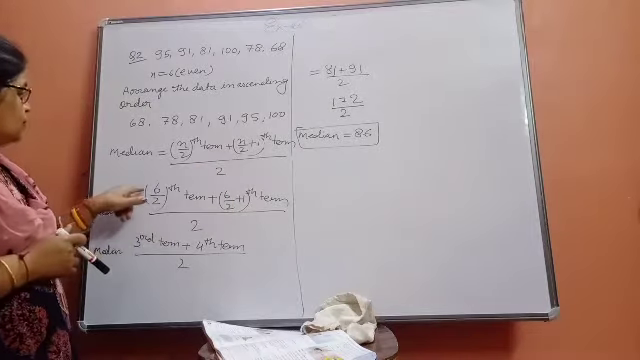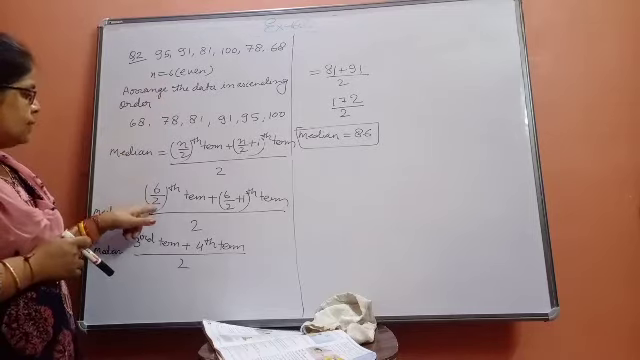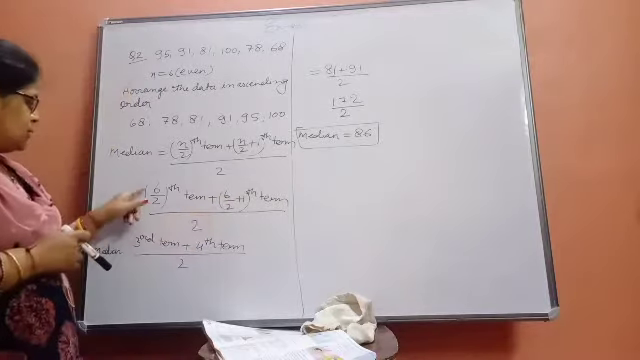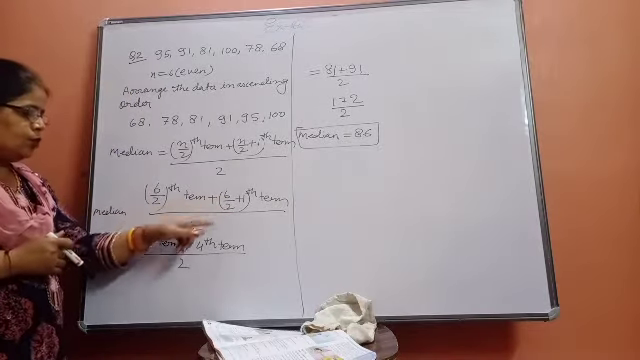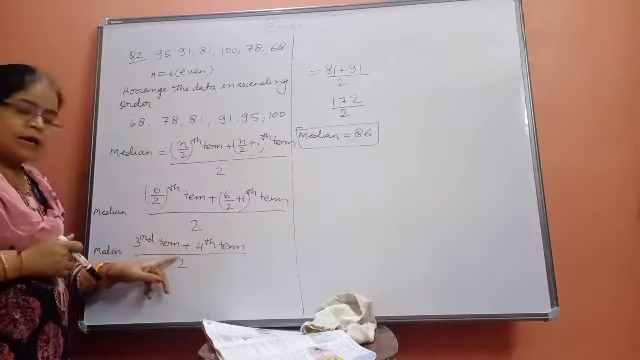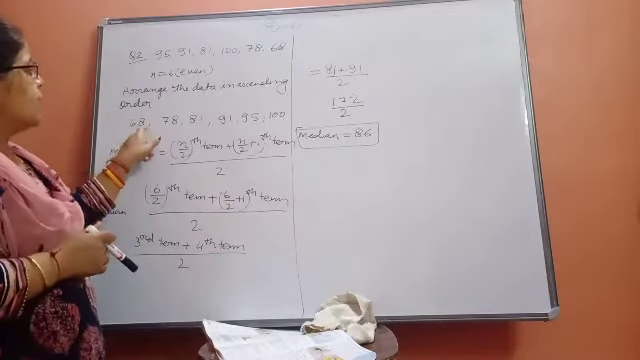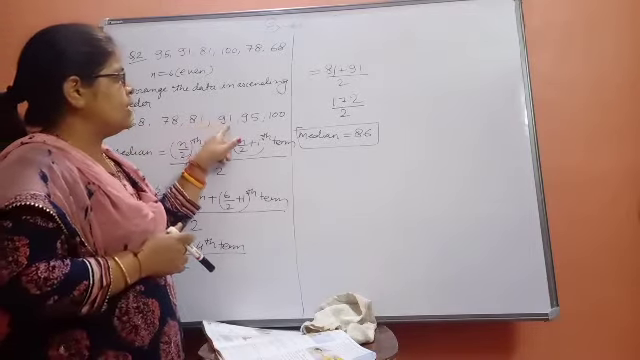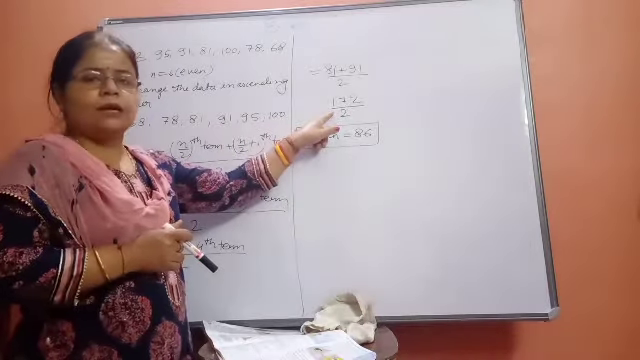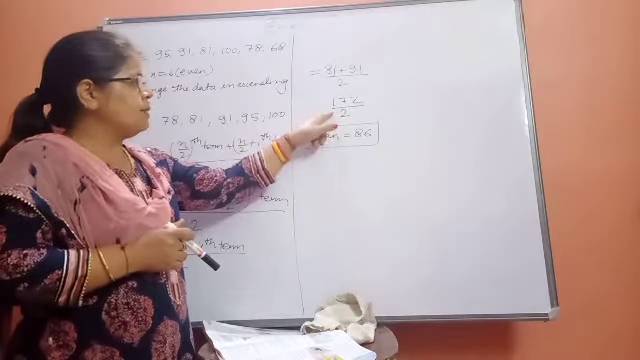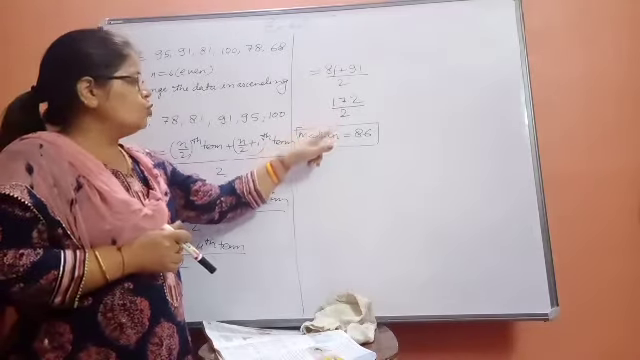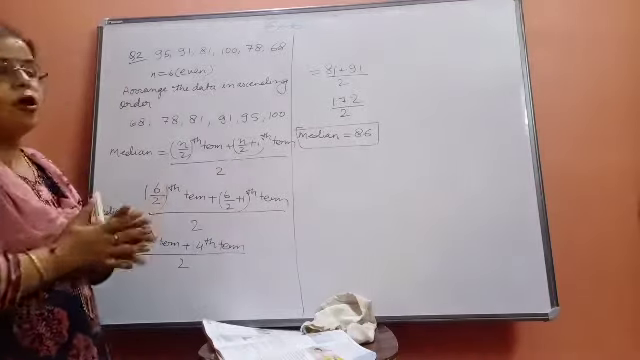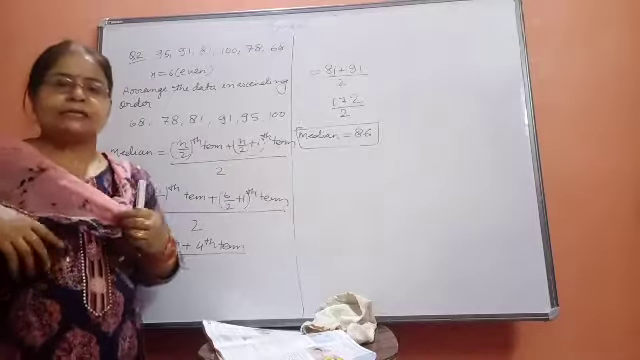This time n is equal to 6, 6 terms are there. So 6 upon 2 term plus 6 upon 2 plus 1 term, divided by 2. 6 upon 2 means 3, and 3 plus 1 means the fourth term, divided by 2. Now see, in your arranged data, what are the third and fourth terms? Third term is 81 and fourth term is 91. The addition of both terms comes to 172 divided by 2. So median is coming equal to 86. In this way we will do these types of questions. We have discussed both types of questions here.